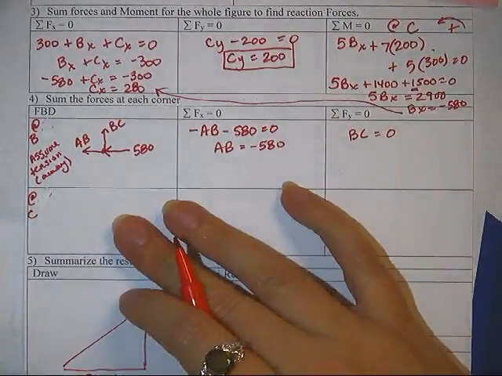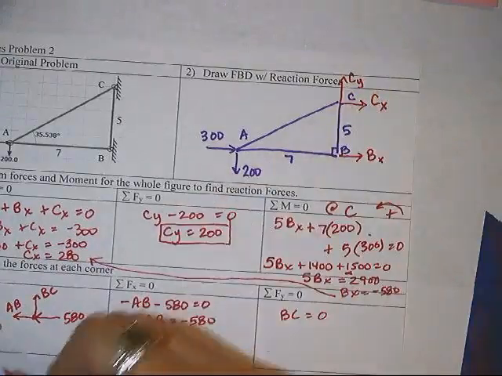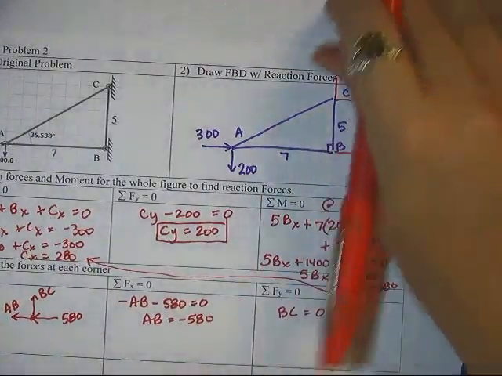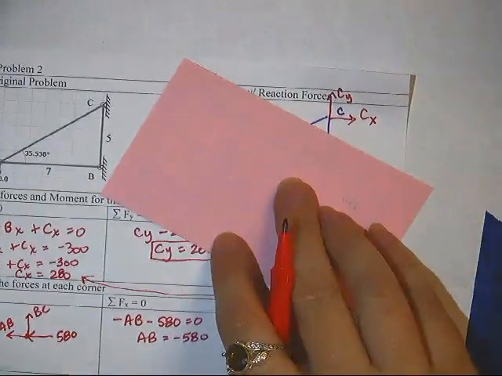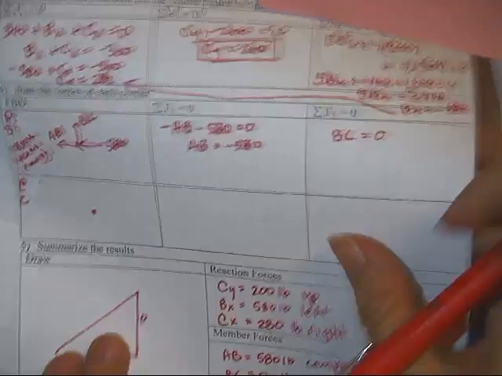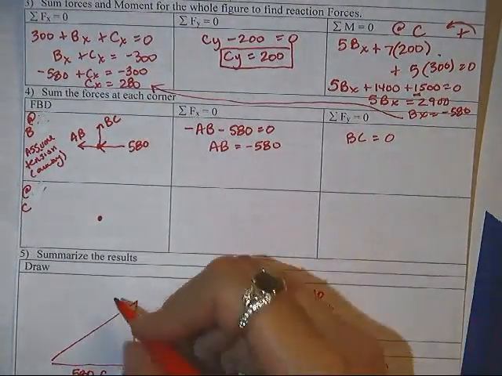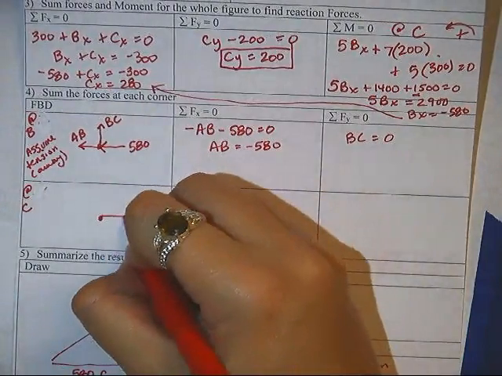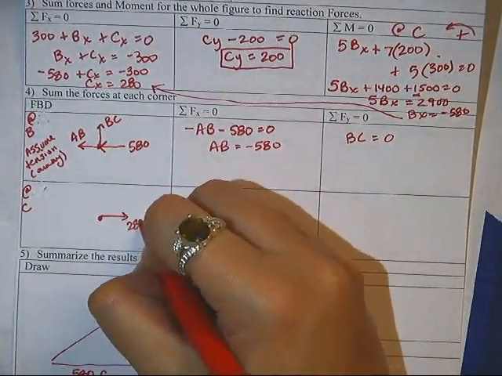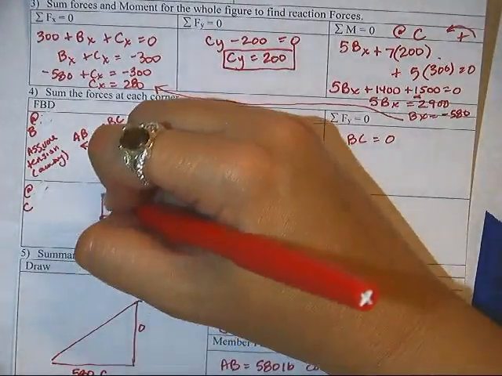Now I'm going to do my other point so I can find this missing side here. So I'm going to do it at point C, which is this one up here at the top. So what can this one feel? Well, it can feel CX and CY. So I'm going to put those on. And I know what they are down here. CX is going 280 to the right, right here. And CY is going 200 up.